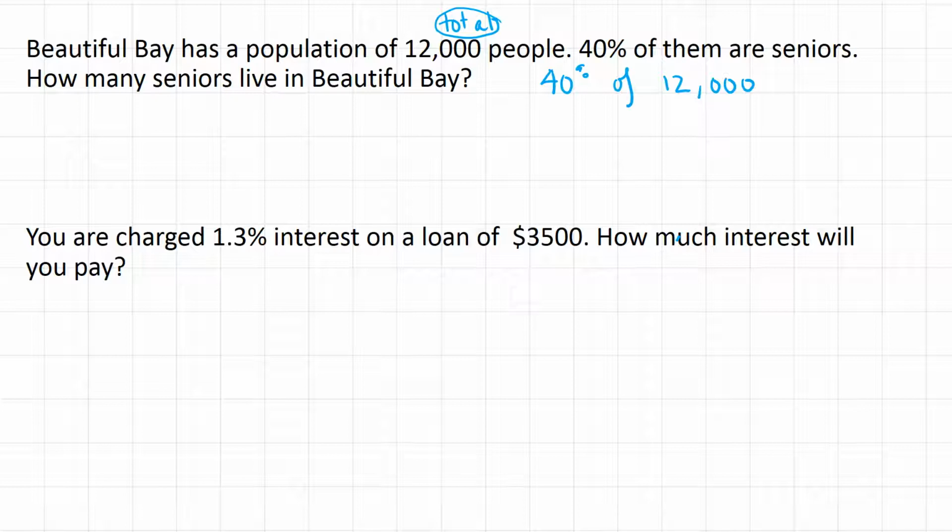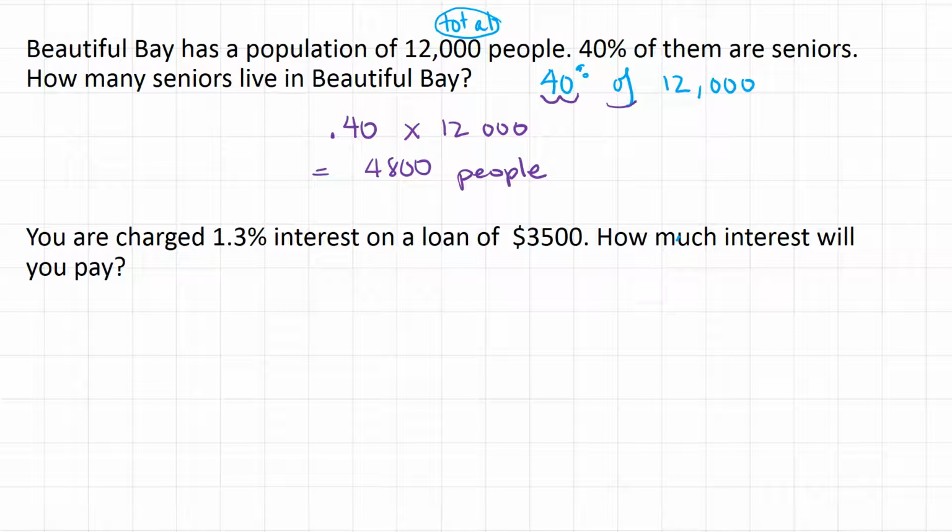So step one is to change the percent into a decimal. So that means you're going to divide by 100. And when you divide by 100, this decimal place moves to the left 2 spots. So 0.40. The "of" means multiplication, 12,000. So using a calculator, 40% of 12,000 is 4,800. Always include what you're measuring. In this case, I'm counting people.